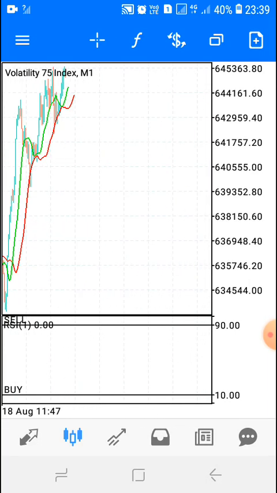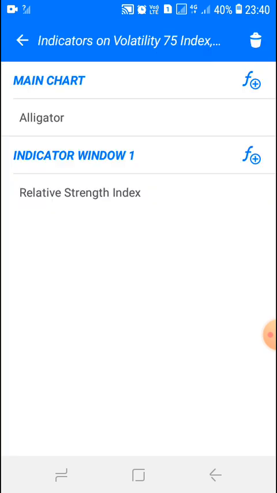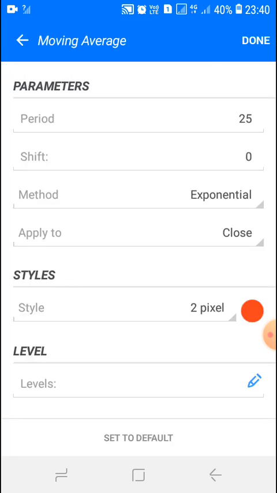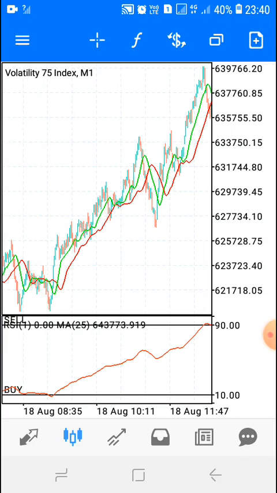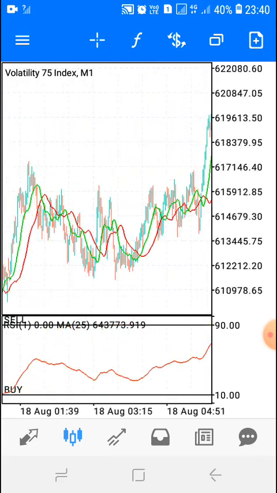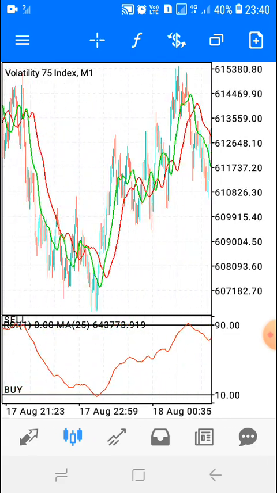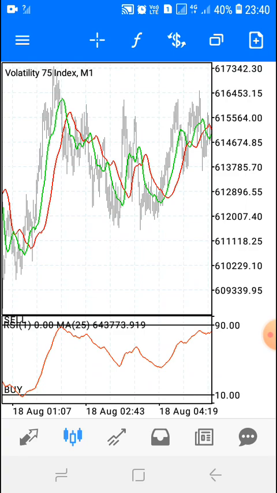Our next indicator is going to be our moving average. The first moving average should be 25, shift zero, method exponential, applied to close, 2 pixel, red. So this is how it's going to look. Now, as you can see, we have the moving average. The moving average likes to repaint, I know that.